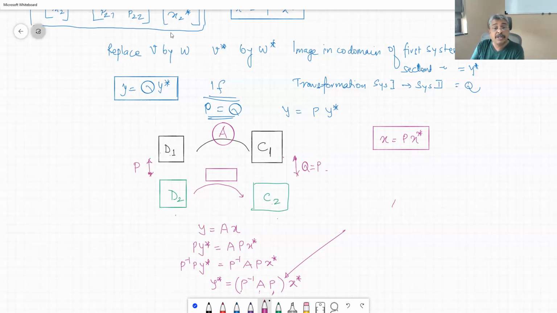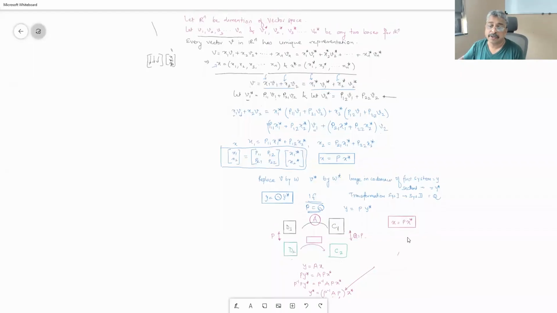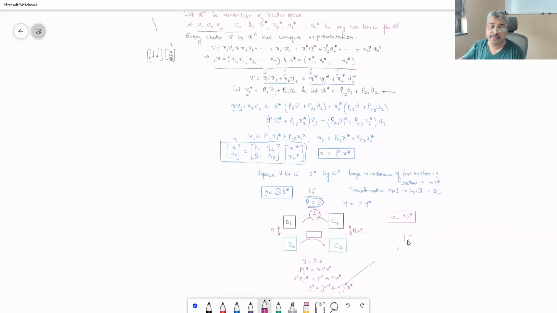I will reduce the size. If P is not equal to Q, then Y is equal to A X, so Q times Y star is equal to A P times X star, and therefore Y star is equal to Q inverse A P X star. This is going to be the transformation matrix. That is the only change.